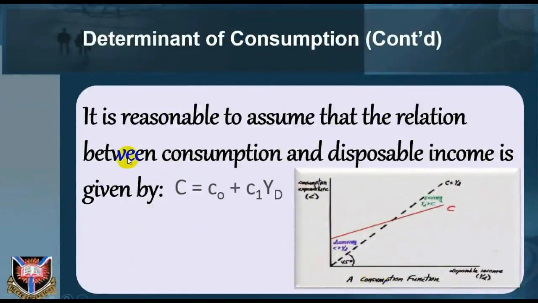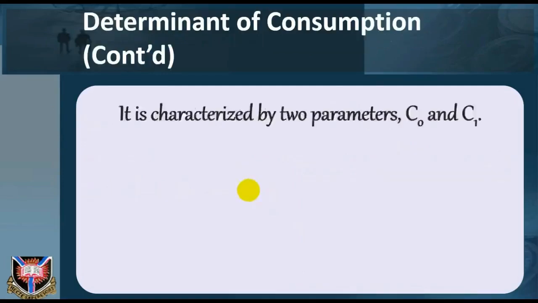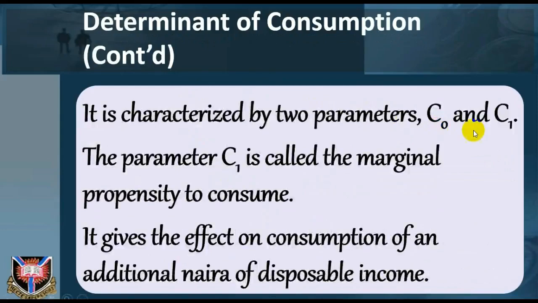It is often useful to be more specific about the forms of functions. For example, to assume that the function is linear. Here is such a case. It is reasonable to assume that the relation between consumption and disposable income is given by C equals C0 plus C1 YD. We are assuming now that the function is a linear relation. It is characterized by 2 parameters, C0 and C1. Let's look at each in turn.